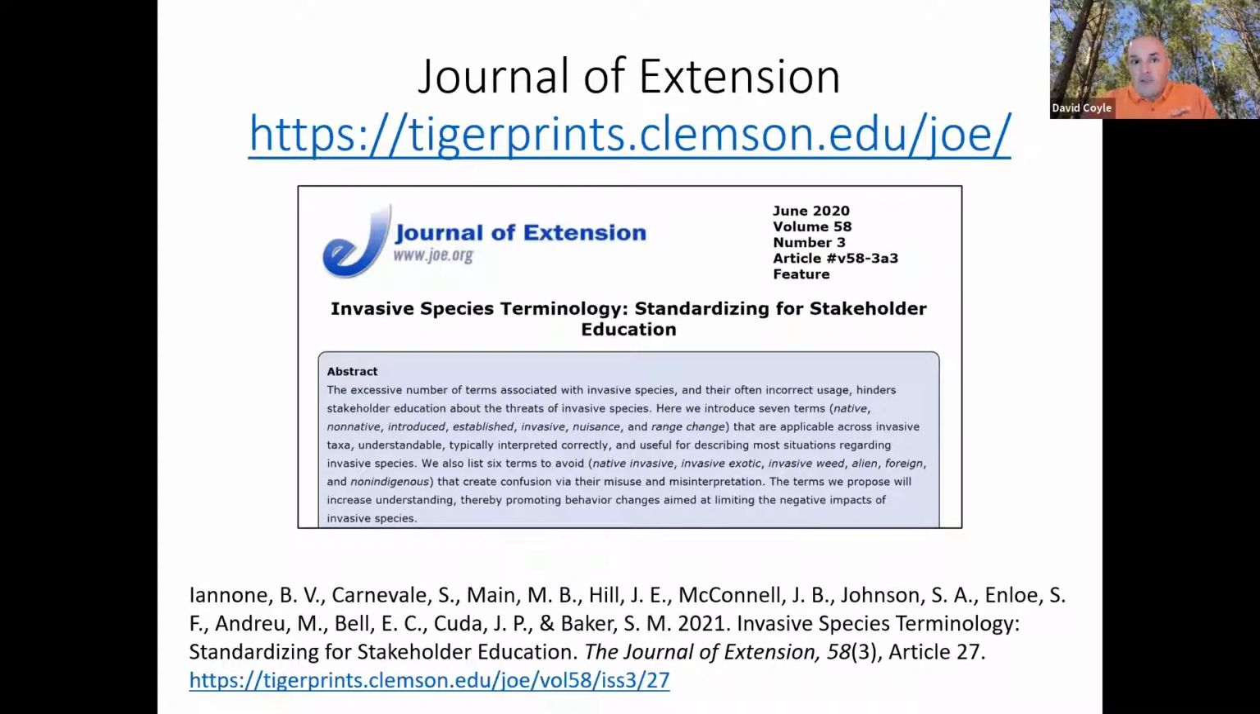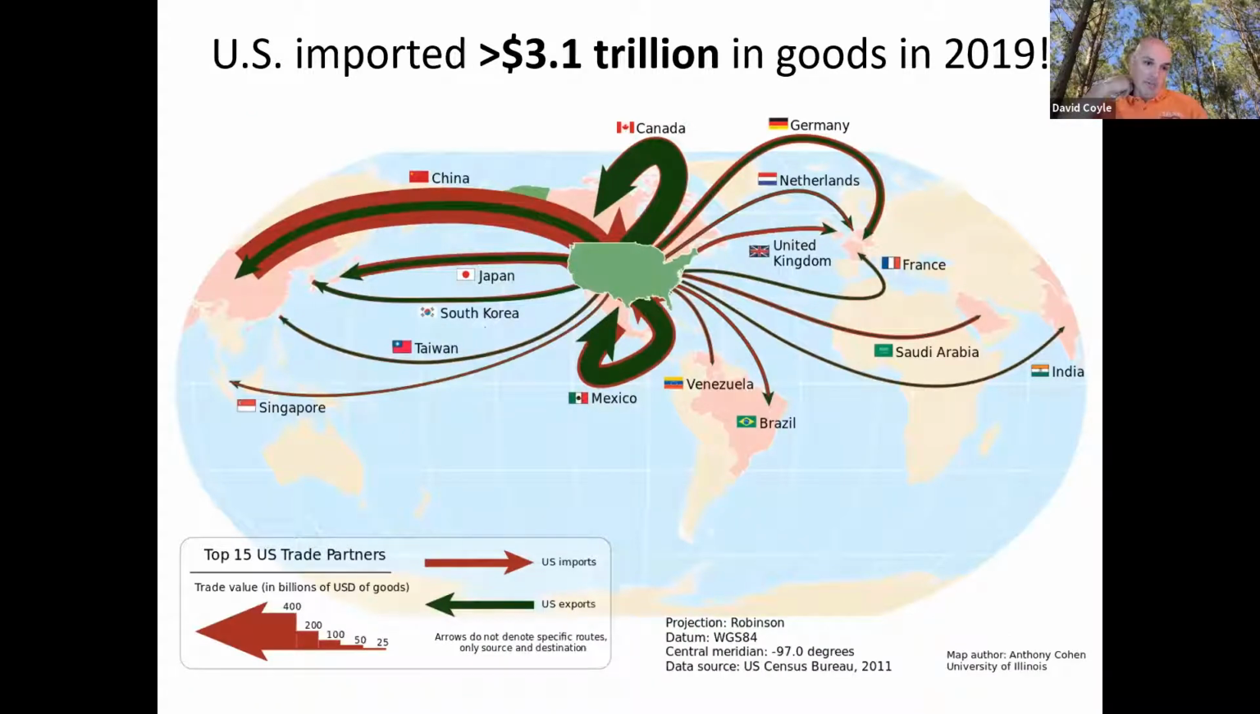So why do we have so many invasives, right? They tend to dominate the news. They tend to dominate a lot of what we do. It all gets down to global trade, really, right? Because we import trillions of dollars in goods into this country every single year. And if you look on this map, the bigger the arrow, the more stuff that moves. And if the arrow is green, that means stuff is going out, right?